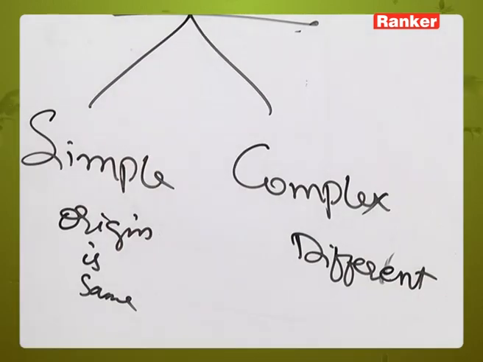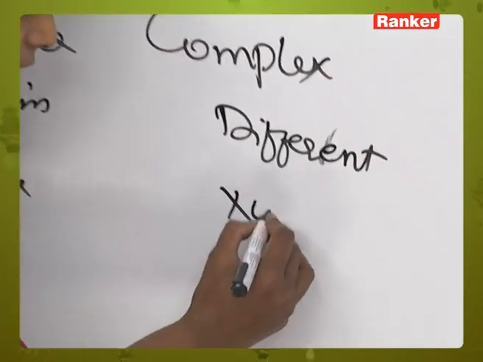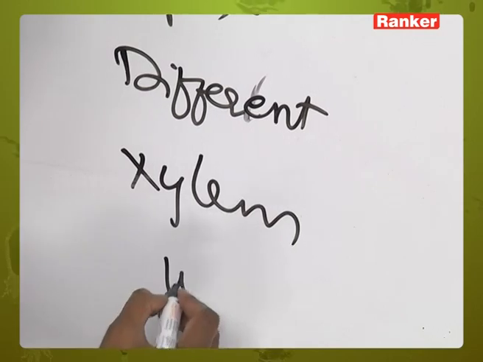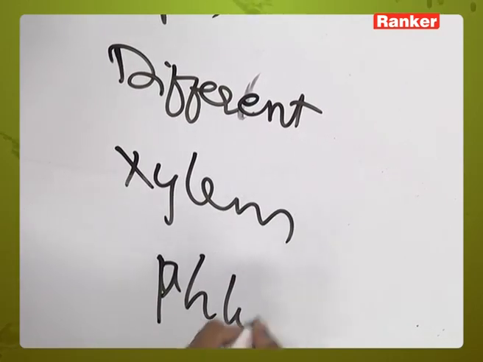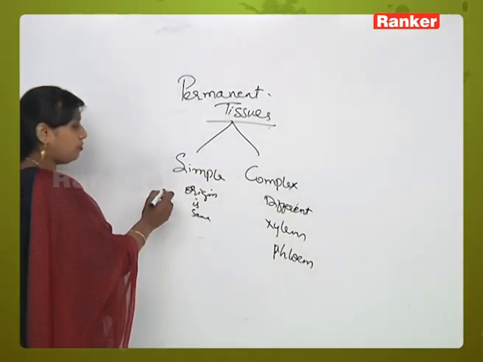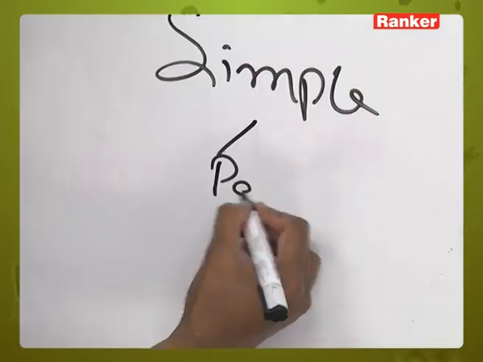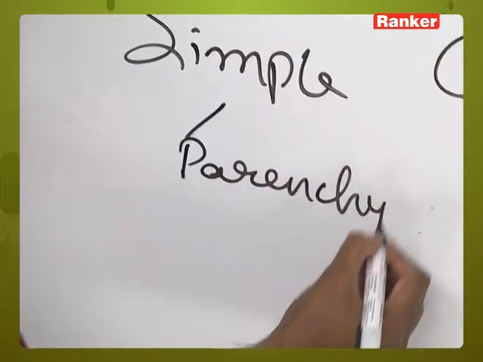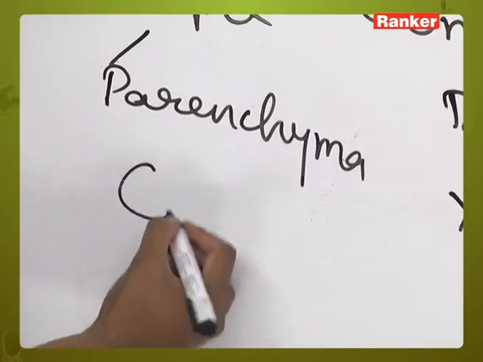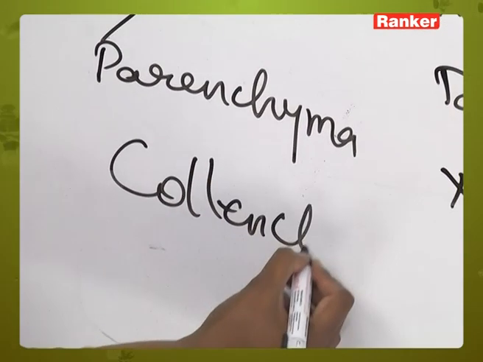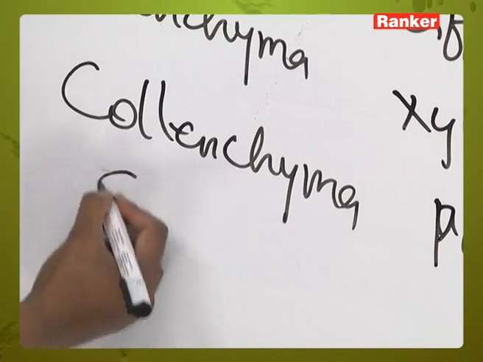For example, in complex tissue we will be studying the food conducting and water conducting tissues, xylem and phloem. And in simple tissue, we will be studying parenchyma, collenchyma, and sclerenchyma.